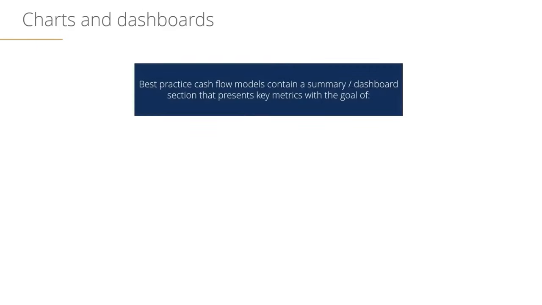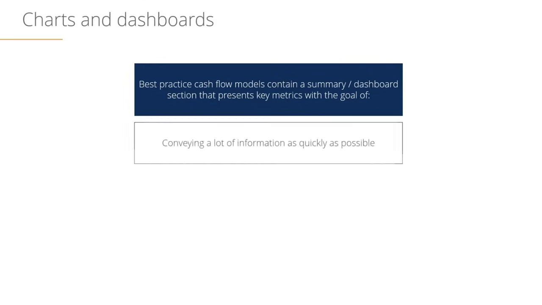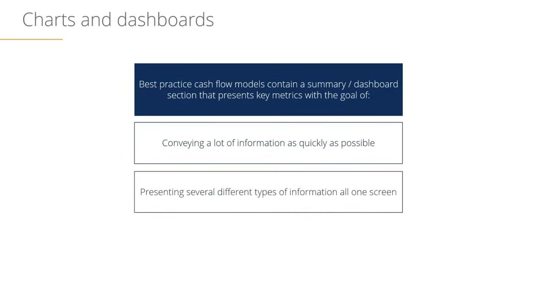Now it's time to build some charts and graphs to make a beautiful output of this model. It's best practice to have a summary or dashboard section of the model that includes charts and graphs and key metrics. The goal is to convey a lot of information as quickly as possible. The readers of our final output may not have time to go through the model in detail, so we need to show them what really matters.